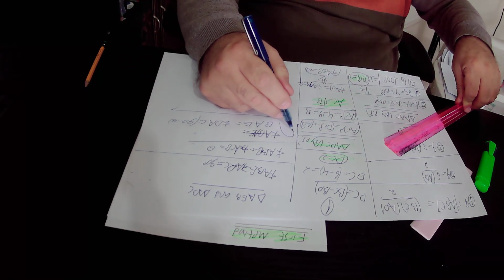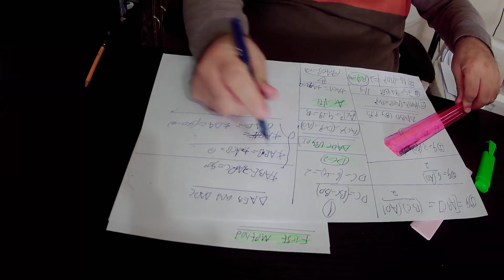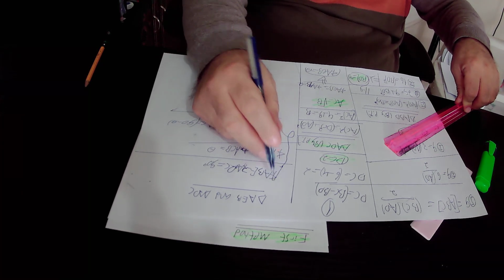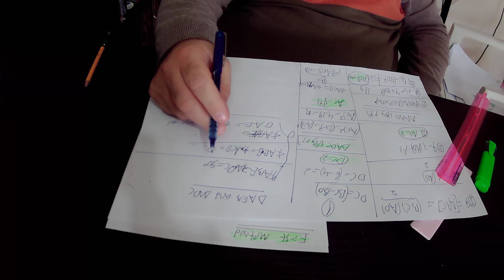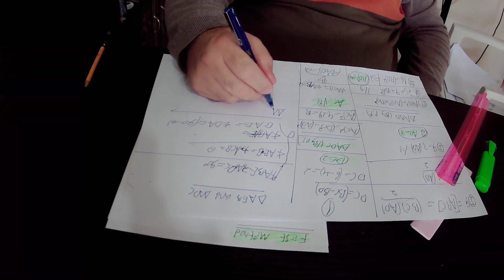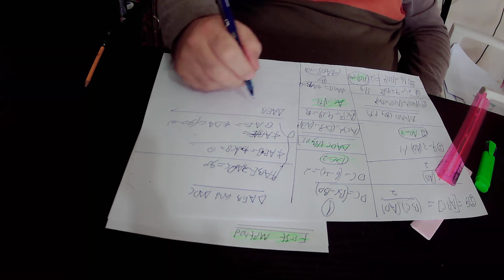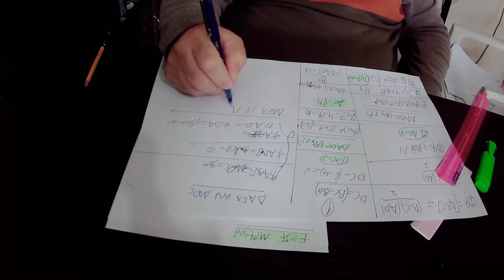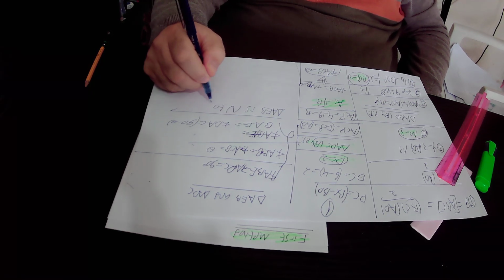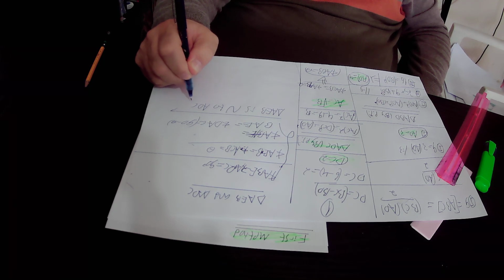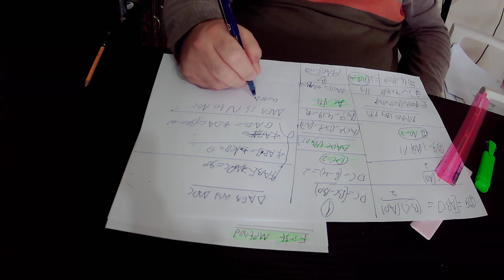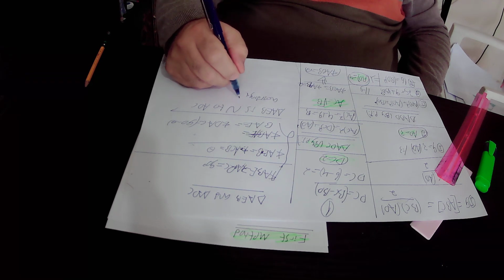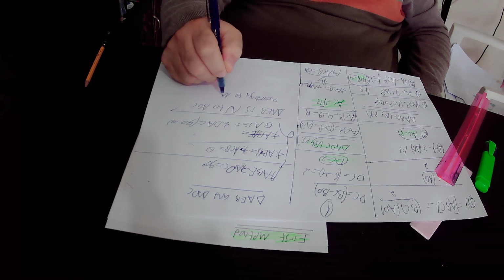So we actually proved that all three angles in triangle AEB are equal to all three angles in triangle ADC, therefore triangle AEB is similar to triangle ADC according to the angle similarity rule.